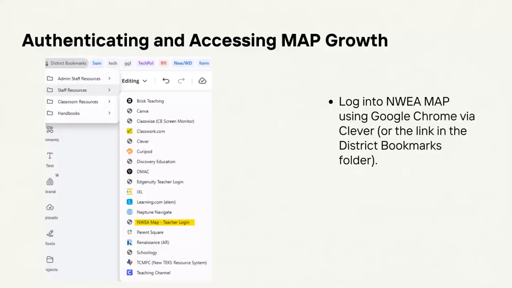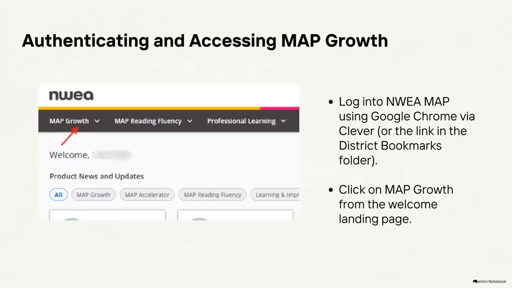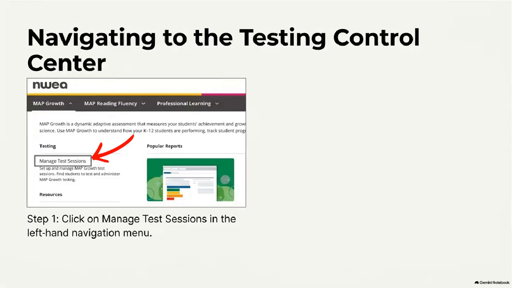The fastest way to get to the MAP platform is to use the NWEA MAP teacher link in the district bookmarks. It will log you in automatically with Clever. If a Clever login screen appears, click the Login with Google option. Once you are logged in, click on MAP Growth in the top left corner of the page. Then click on Manage Test Sessions on the left side midway down the page.